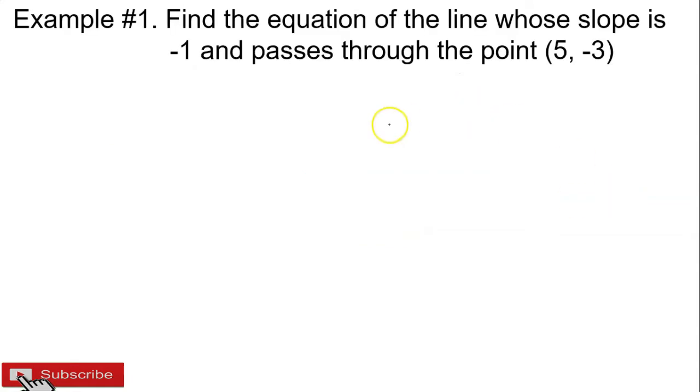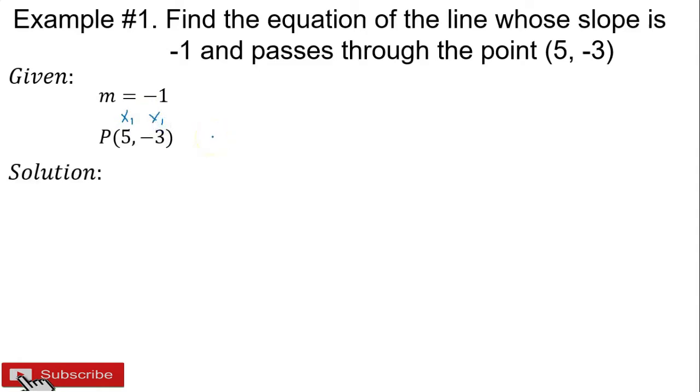So, para mas maintindihan, let's have this first example. Find the equation of the line whose slope is negative 1 and passes through the point (5, negative 3). So, ang gagawin natin, sulat muna natin yung given. Our slope daw is negative 1, and yung point natin is (5, negative 3). Okay, so yung 5 dyan, this is our x sub 1, and yung negative 3 na yan, this is our y sub 1.